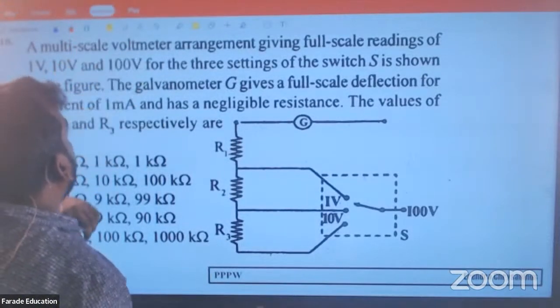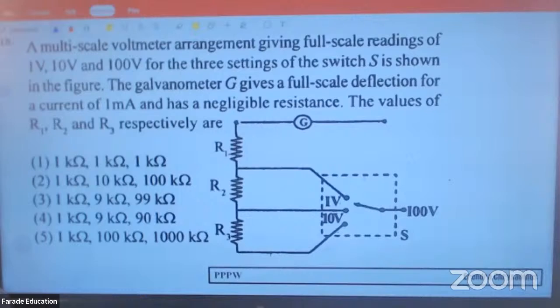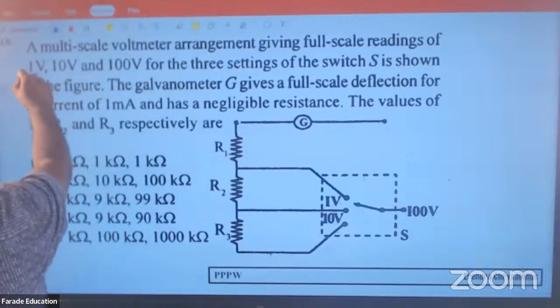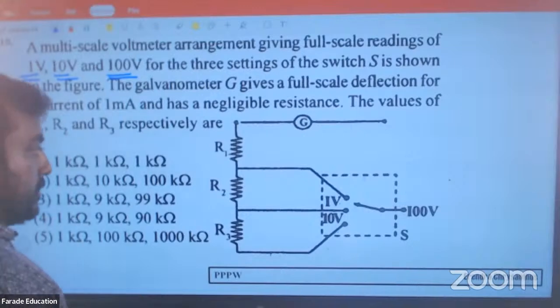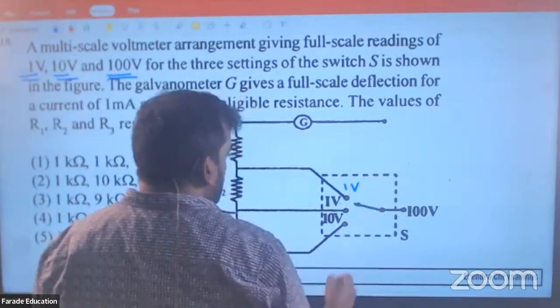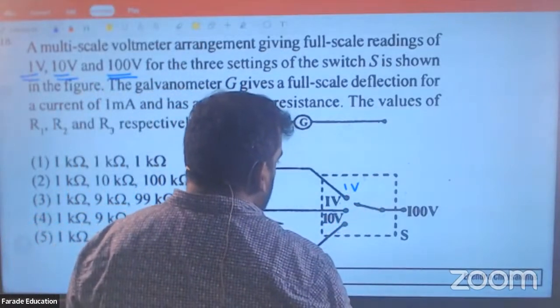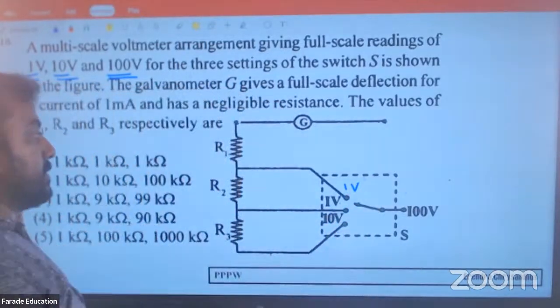A multi-scale voltmeter arrangement gives full-scale deflection at 1 volt, 10 volt, 100 volt. So there are 3 settings for switch S as shown in the figure. This is reading 1 volt, this is reading 10 volt, and then 100 volt.